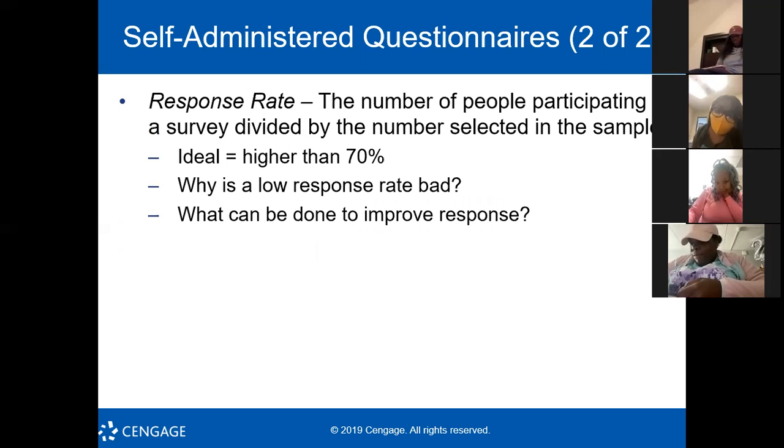An ideal response rate: if you send out 100 surveys and you get 70 responses, that would be ideal. Again, that's not the norm.